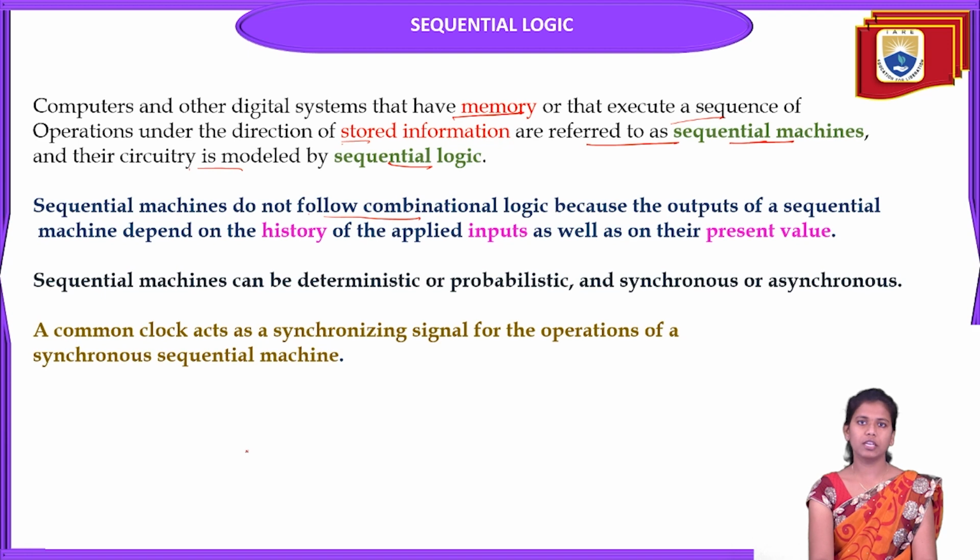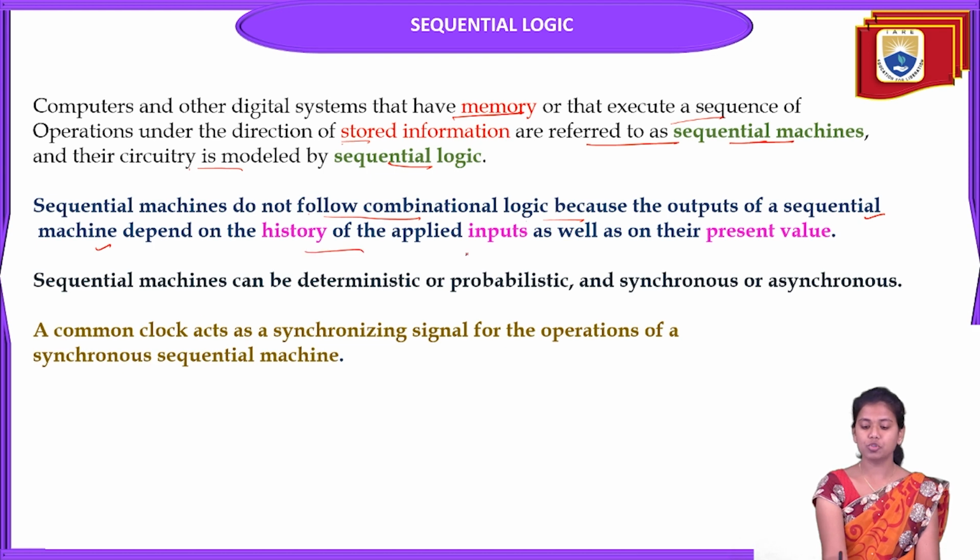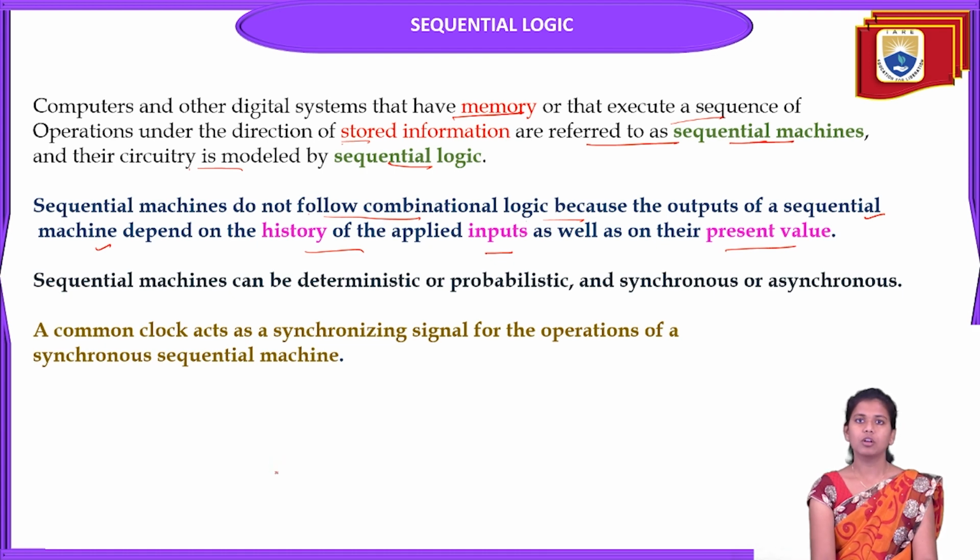Okay, so as we know, here we have sequential logic and combinational logic. The sequential machines are the machines having memory elements, the devices which are storing some memory. And the sequential machines do not follow the combinational logic. Because why? Because here we have a reason. The output of a sequential machine depends upon the history of the applied inputs, as well as their present value. So the sequential machines are not to be considered as combinational logic.